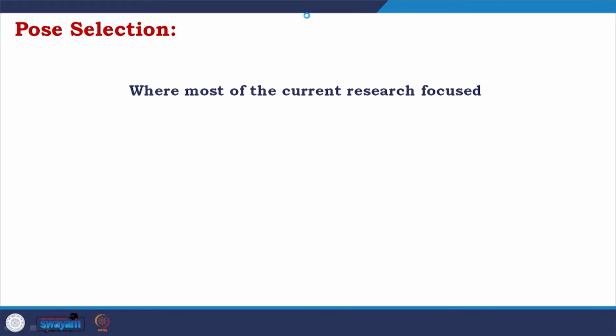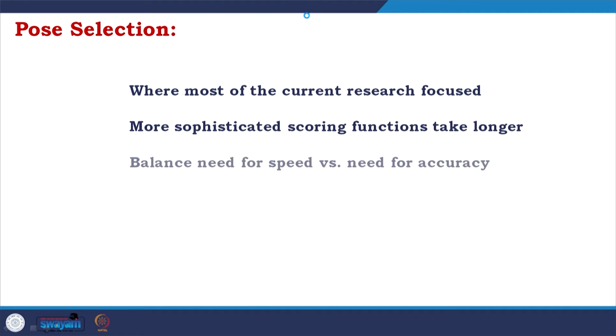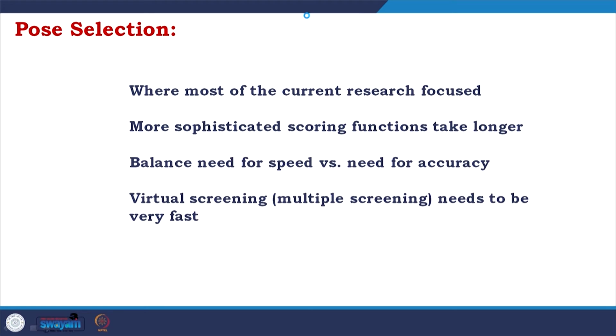So, as I told already, post selection, where most of the current research is focused, more sophisticated scoring functions take longer in terms of computation, so you balance the need for speed versus the need for accuracy, and virtual screening needs to be very fast, because with our ability to make it faster, more number of compounds would be included in the screen, and more number means more chance to get success.